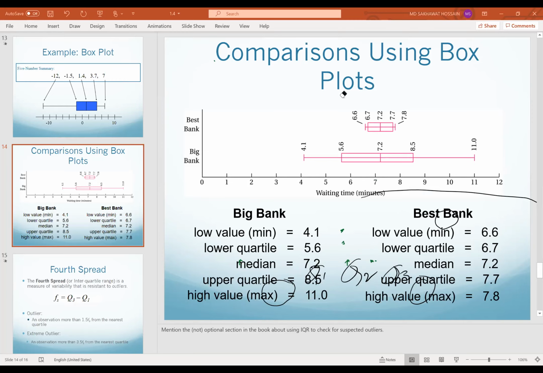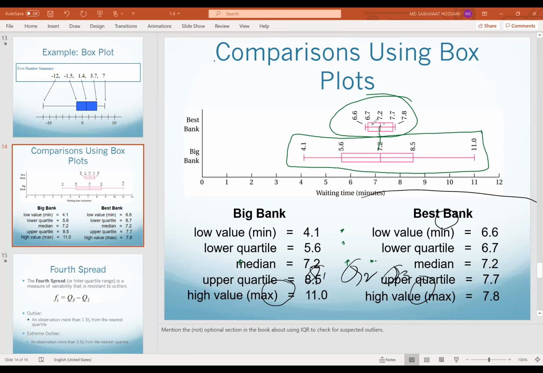So here we have 2 box plots. This box plot is for Best Bank, and this is for Big Bank. Now if you look at these 2 box plots, you can compare the location, the center, and you can also compare the spread. You can see the center is here, the median is 7.2. So both are the same here. And you can also compare the maximum and minimum value for both data sets.